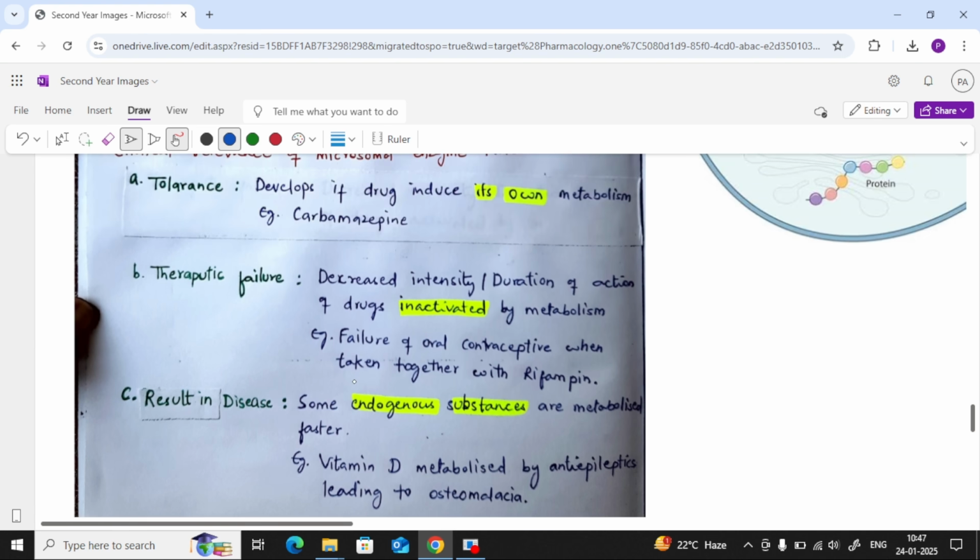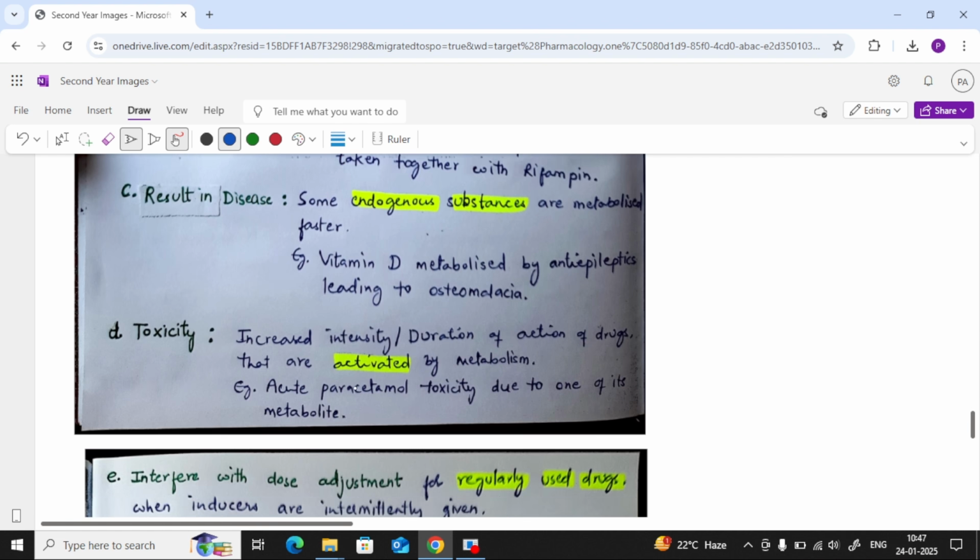In metabolism there is inactivation of the drug. Okay, but in some cases there is also activation. So when there is more activation, there can be toxicity. Okay, so increased intensity or duration of action of drugs that are activated by metabolism. For example, acute paracetamol toxicity. Paracetamol is generally a very safe drug, but it can become very toxic. There can be acute paracetamol toxicity due to one of its metabolites.